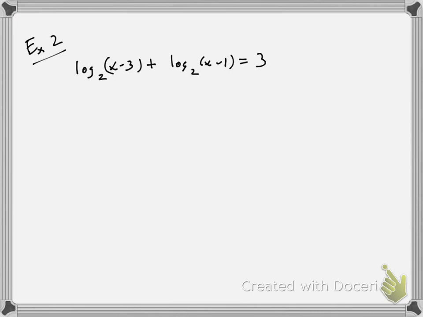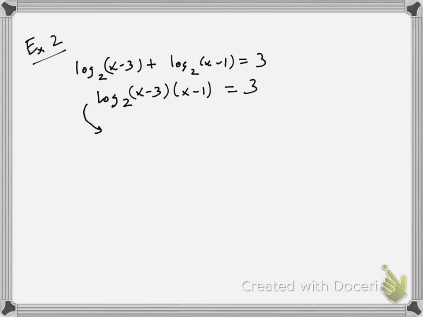So this one is not a single log equal to a number, it's two logs. To turn it into a single log, you have to do your first property of logarithms that says if two logarithms are added, that's like multiplying two numbers with the same base. So I multiply the x minus 3 and the x minus 1.